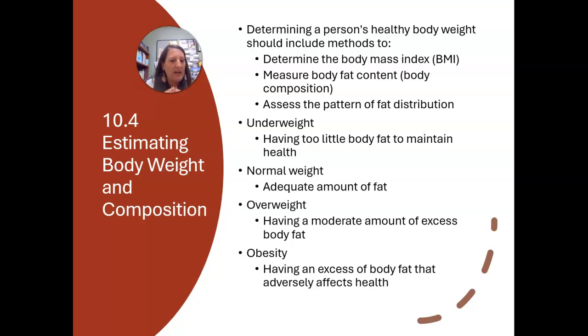And then we should define some of these terms. So underweight as having too little body fat to maintain health. Normal weight is an adequate amount of body fat. Being overweight is having a moderate amount of excess body fat. And then obesity would be having an excess amount of body fat that adversely affects health.